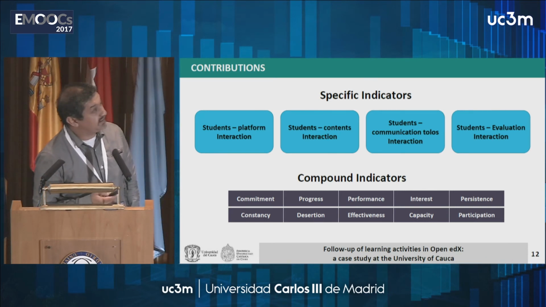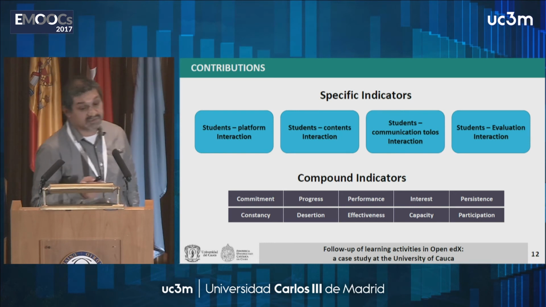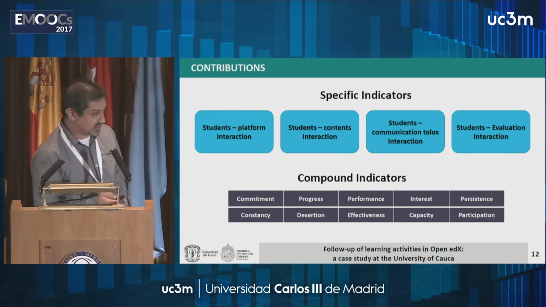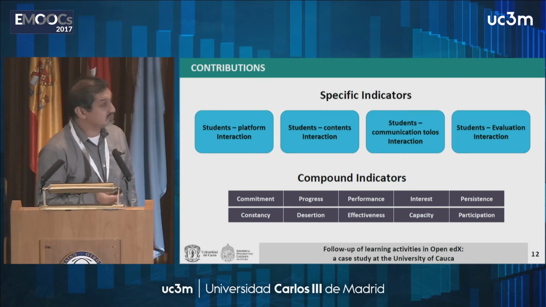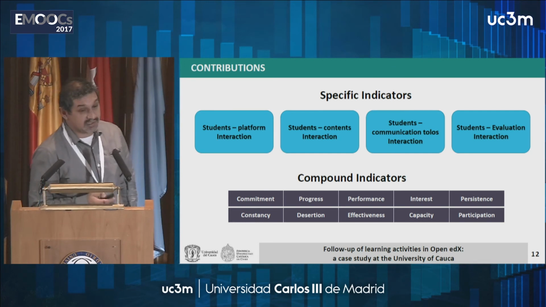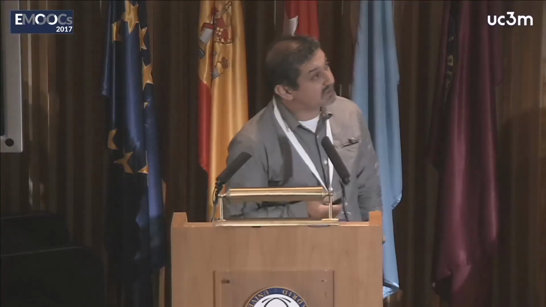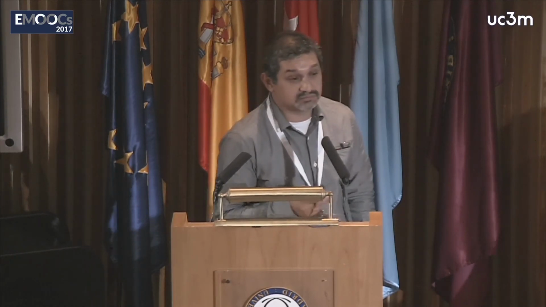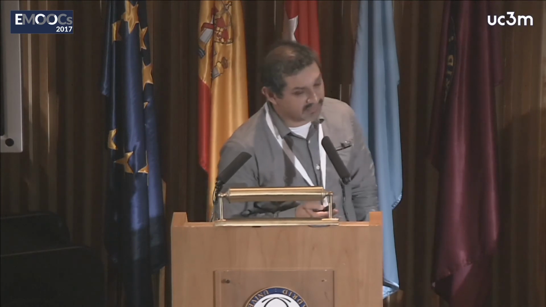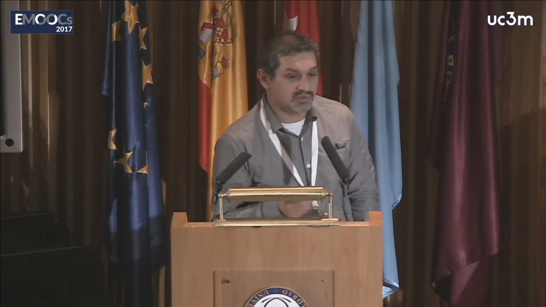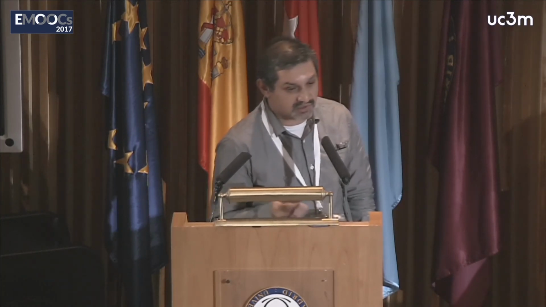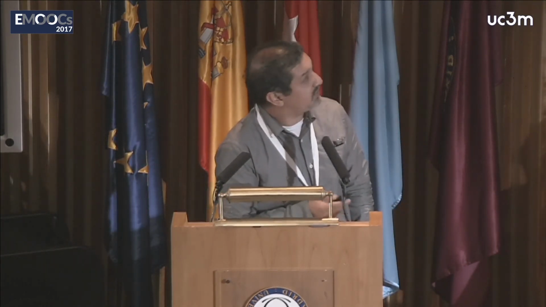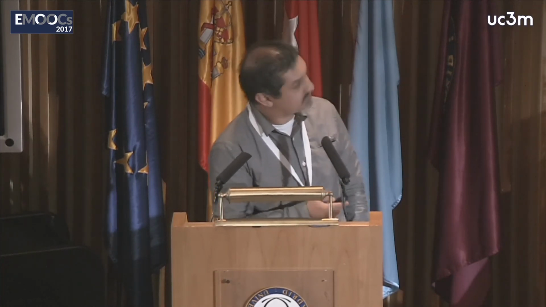There are, in the first place, specific indicators: interaction, for example, of the student with the platform, to access, for example, the contents, to access video, to access simulators, etc. Interaction with the communication tools, forum discussion, for example, and interaction with the evaluation system. In our pedagogical model, in an online environment course, we need this information to obtain an evaluation of the students. With this information, we can compose other indicators: media, consistency, progress, deception.